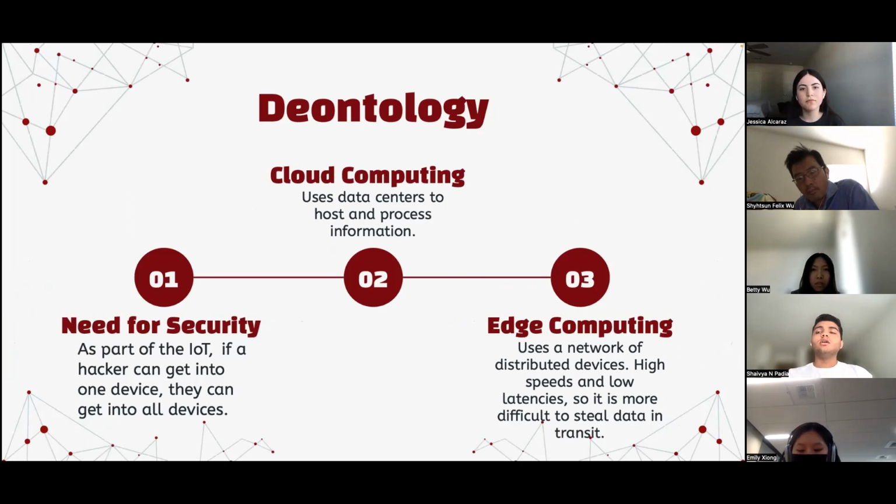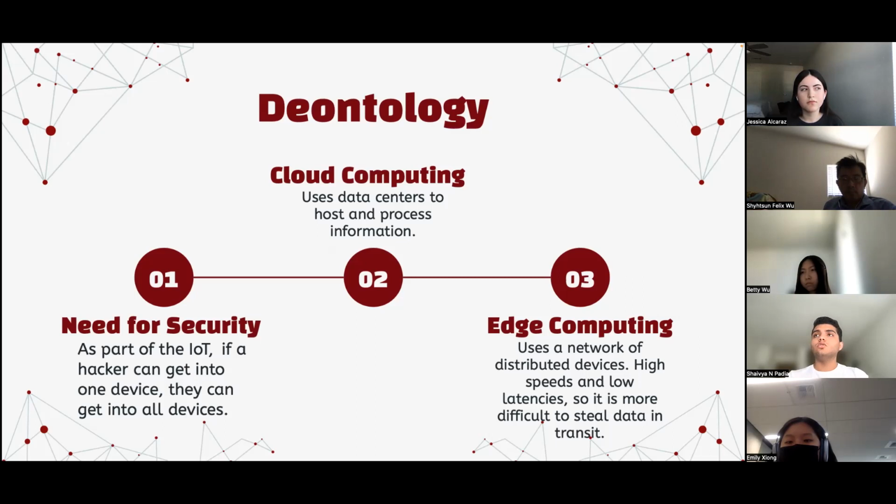From the deontology point of view, there has to be a need for security, such that if a hacker hacks into one device, they should not be able to hack into the other devices. Suppose someone hacks into Alexa or your Google Home, they should not be able to hack into your computers or your phones where all your bank details and passwords are stored, because that would create a wide range of problems.